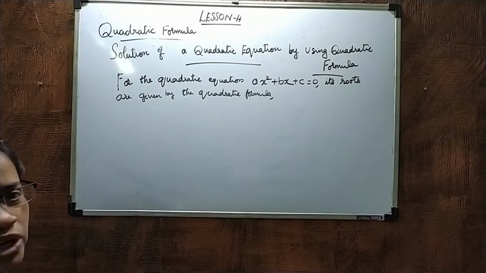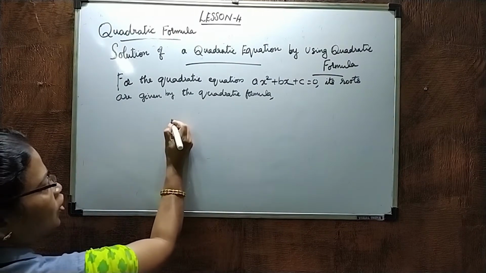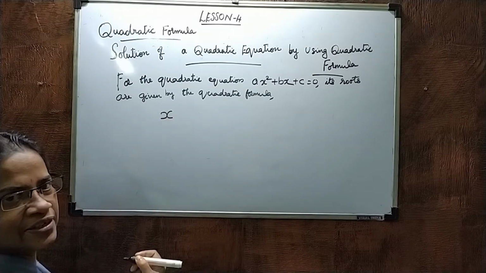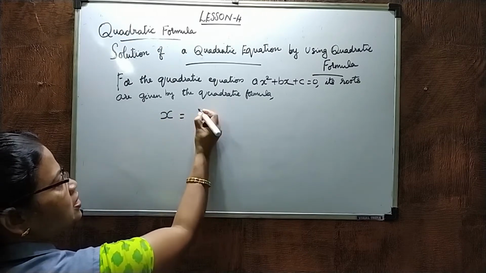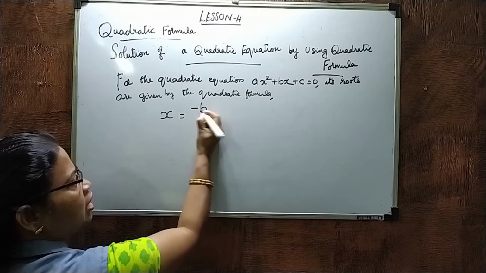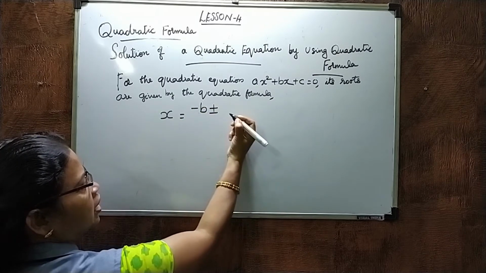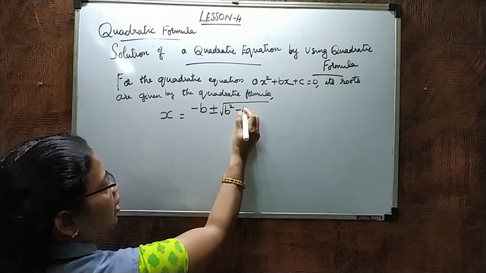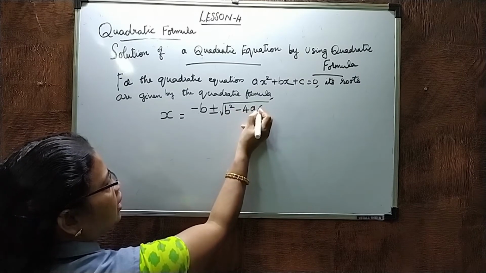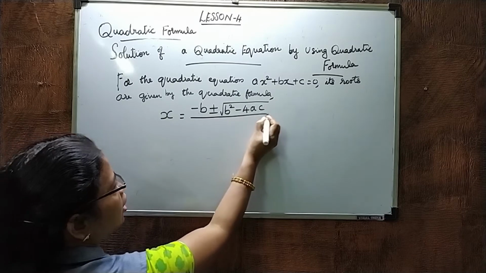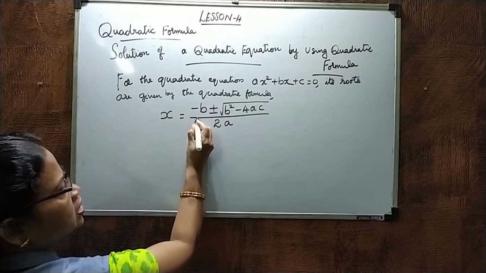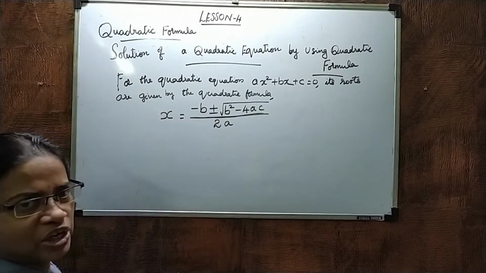Now we are going to write the quadratic formula. What are you going to find out? You are going to find the value for the variable x. So x equals negative b plus or minus root of b² − 4ac, the whole divided by 2a. Now this whole thing is divided by 2a, okay.